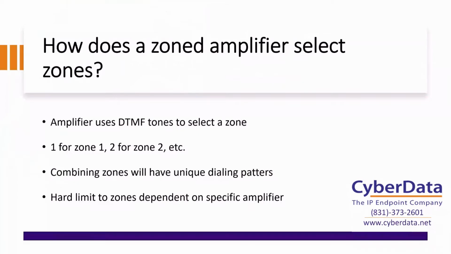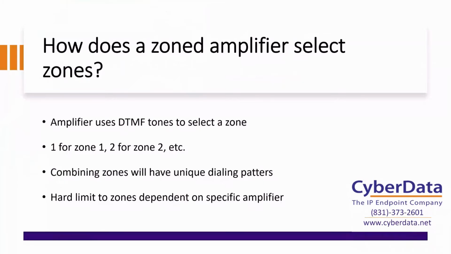So how does a zoned amplifier actually select these different zones? Well, a zoned amplifier is going to use DTMF tones to select a zone. We've all dealt with, say, entering your voicemail password on your cell phone, for those of us that actually listen to voicemails or even leave voicemails, or say you're interacting with something like a CyberData intercom, you're going to be entering those DTMF tones on your phone's keypad to select your relay open code. And the same thing works for selecting a zone with a particular analog amplifier. And it's going to vary between the different amplifiers.